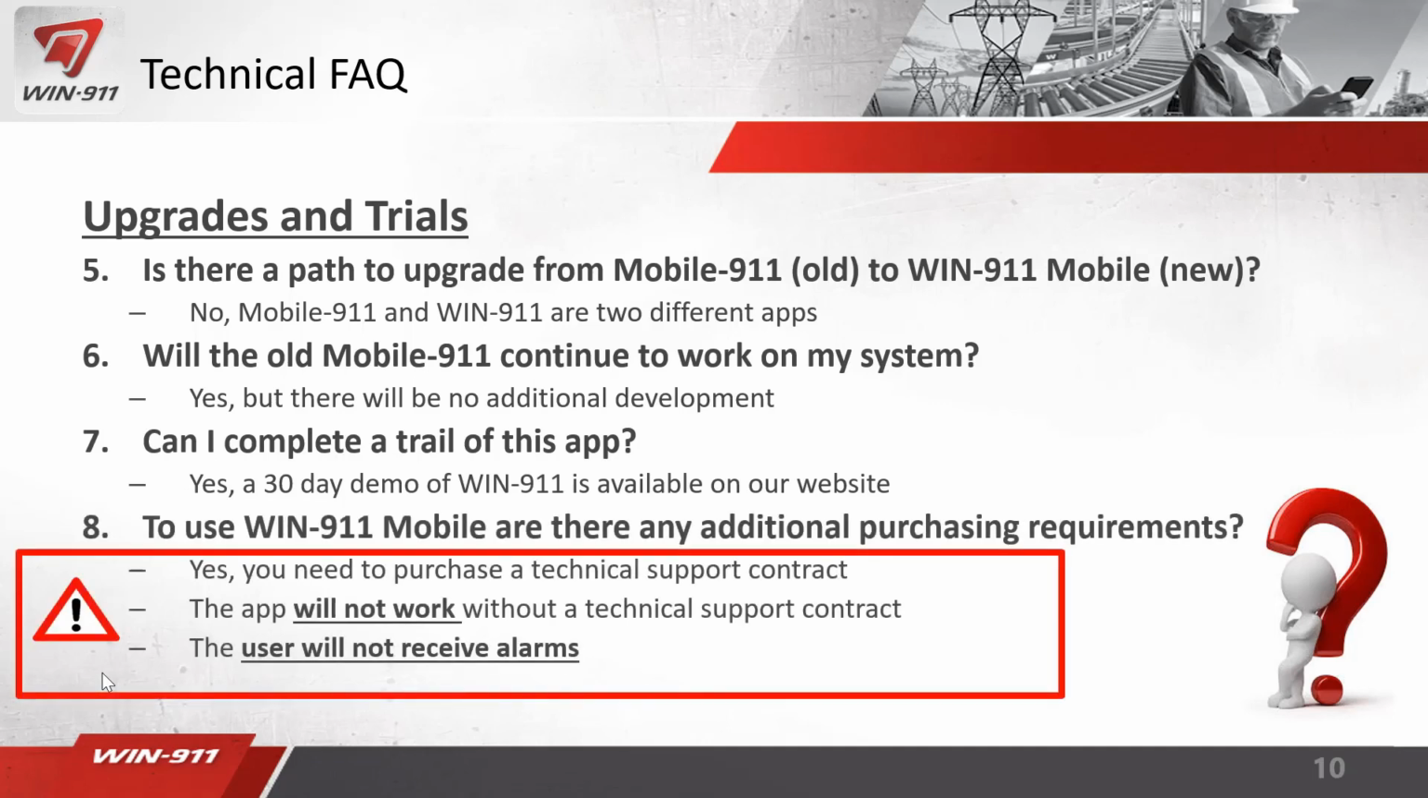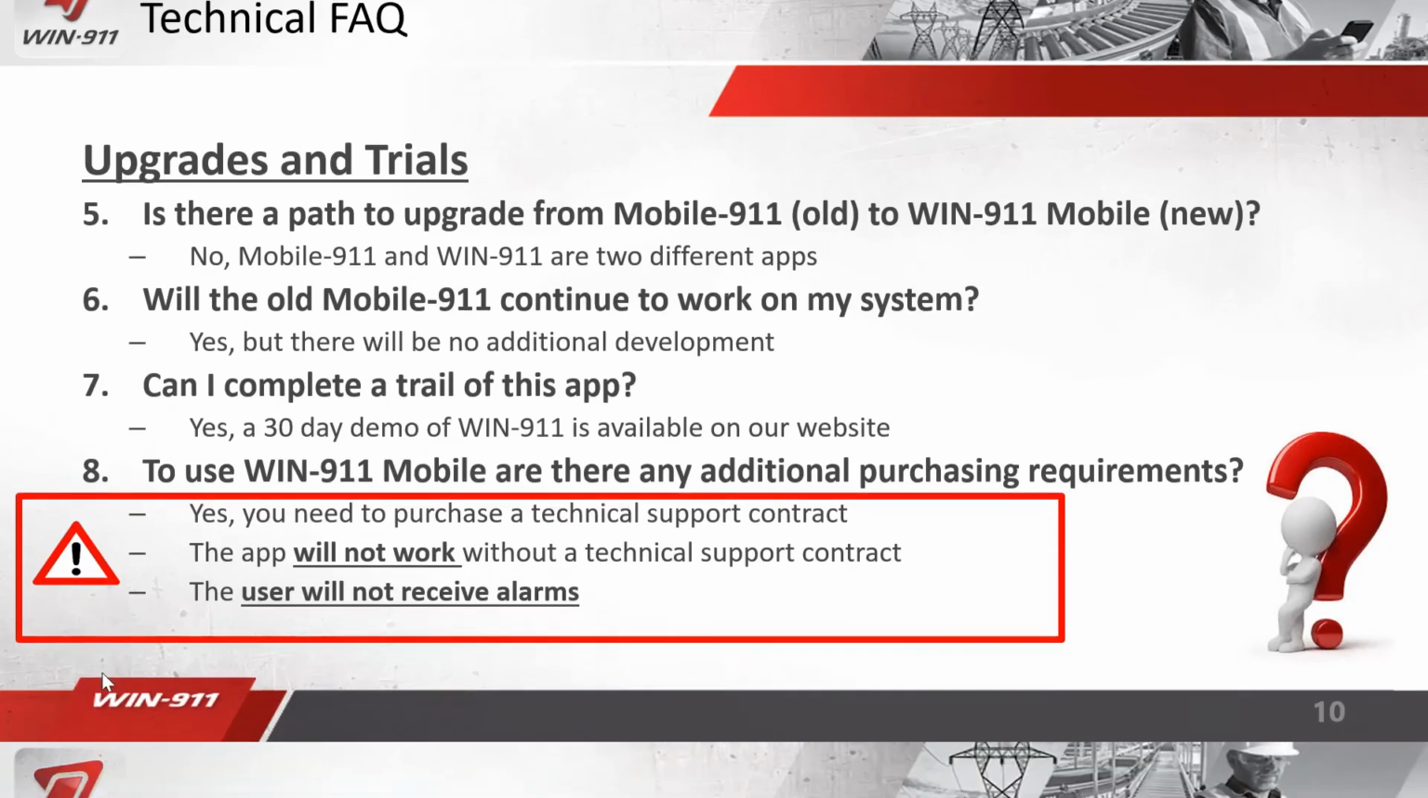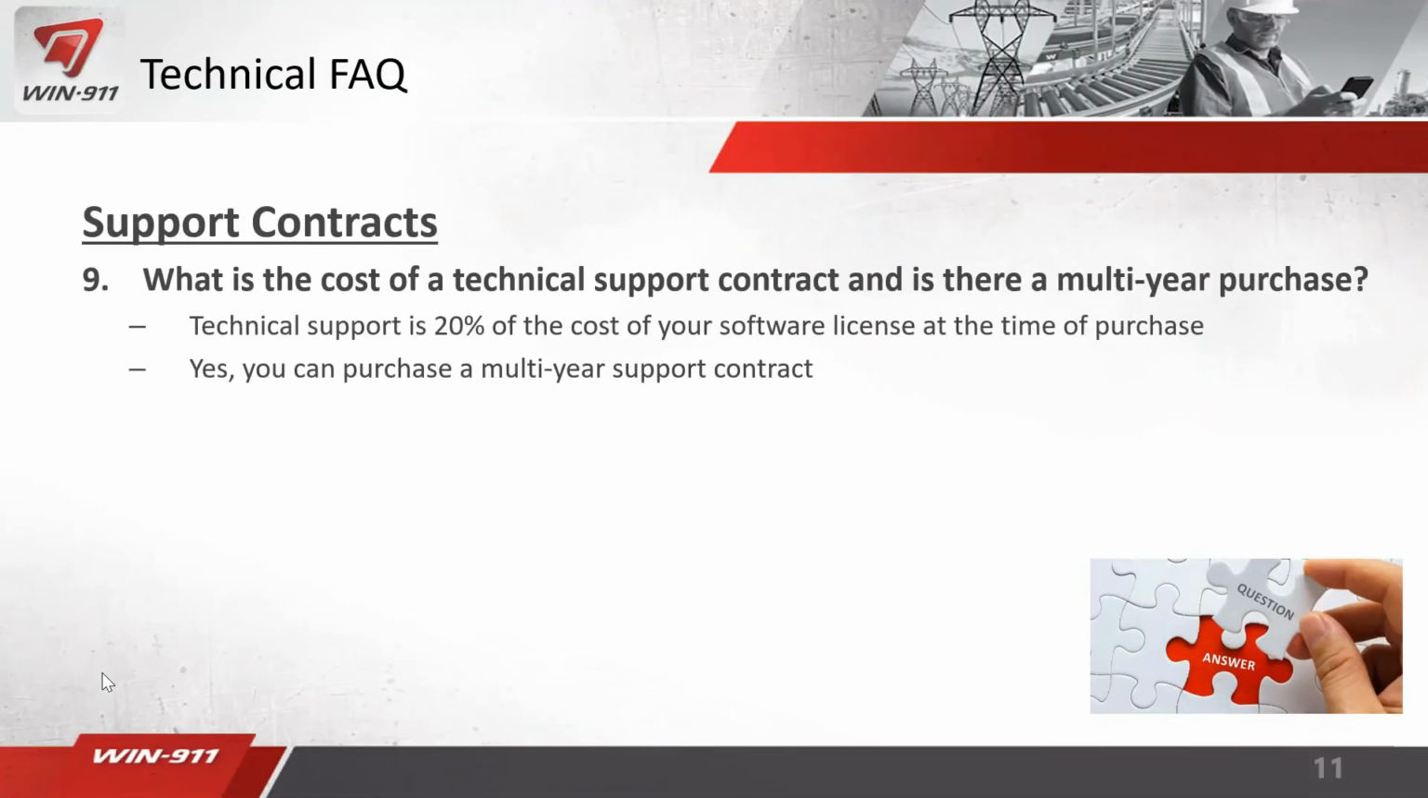To use the WIN-911 mobile app, there are additional purchasing requirements. The main one is you'll need to purchase a technical support contract. The app will not work without a technical support contract, which means the user will not receive alarms. So let's talk about that technical support contract and how you get it. The technical support contract is 20% of the cost of the software, and yes, you can purchase a multi-year support contract up front. And as a reminder, the mobile app is only available on the interactive or advanced license.